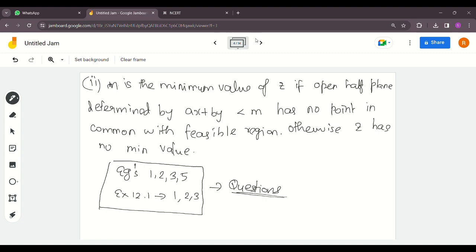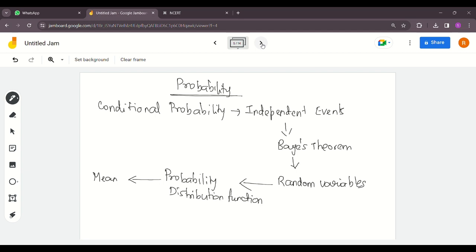Next we go to the concept of probability. It is also a very simple chapter. There are these many topics: first, conditional probability, independent events, Bayes theorem, random variables, probability distribution function, and also mean. The last three topics, random variables, probability distribution function, and mean, are very similar to each other. So by drawing the probability distribution function, you can find the mean easily. We can see how that happens.